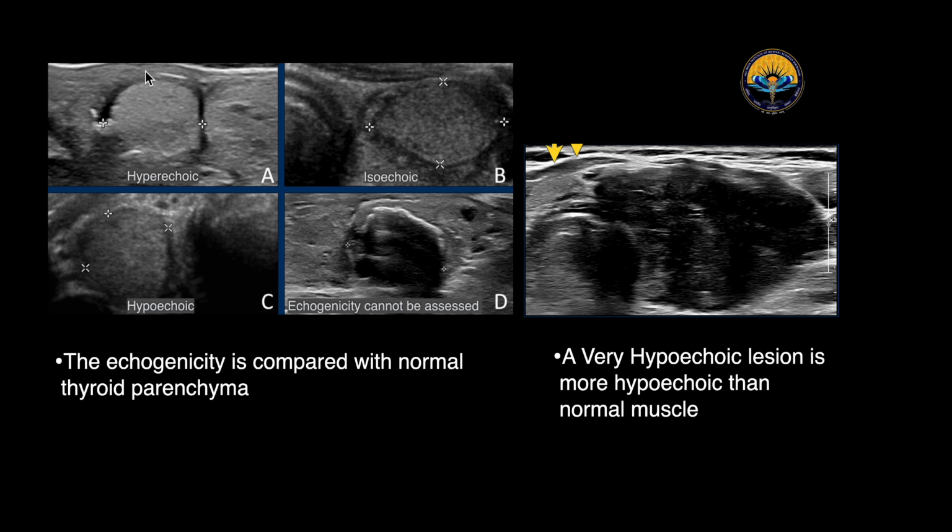So coming to the images, we can say this was a solid lesion and this was hyperechoic as compared to surrounding thyroid tissue. So this was given a score of 1. We can see this was isoechoic as compared to the surrounding thyroid tissue, so this was also given a score of 1. And here we can see it is a hypoechoic lesion as compared to the surrounding thyroid tissue, and it was given a score of 2. And here we can see this was very hypoechoic, even more hypoechoic than the surrounding muscle tissues. This was the surrounding muscles, this one, and it is more hypoechoic than even the muscles. So this was given a score of 3 points.